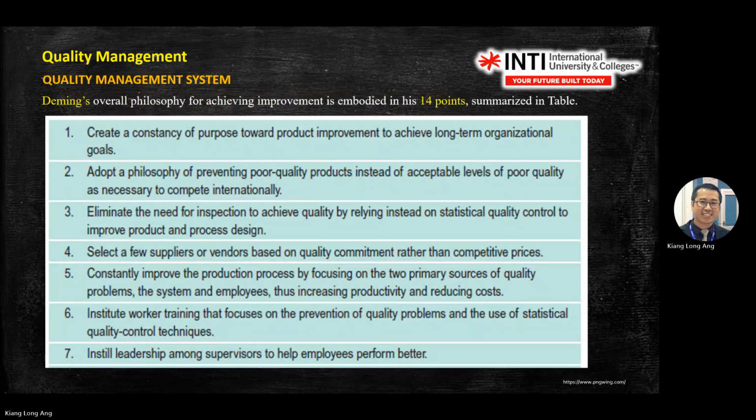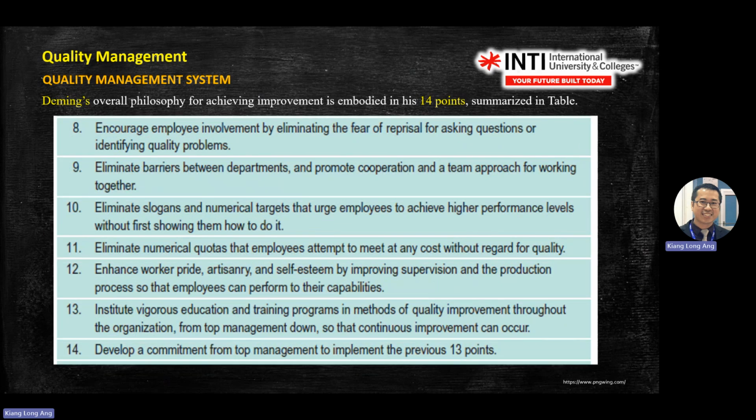There are 14 points for the philosophy. Of course, we won't test you to ask you to give all 14 points. So maybe it can ask you up to 6 points or 7 points. That's right. So you need to remember 7 out of 14 from here. So this one you read lah. So based on Deming, philosophy of achieving improvement. So it's summarized in all this table. So this one you read lah. There are 14 philosophies.